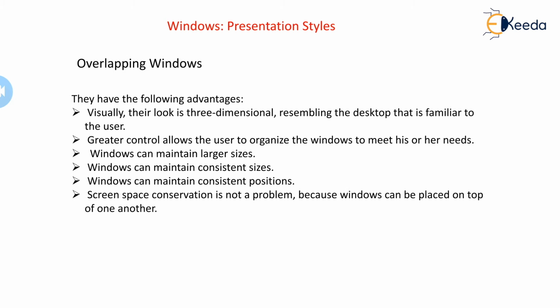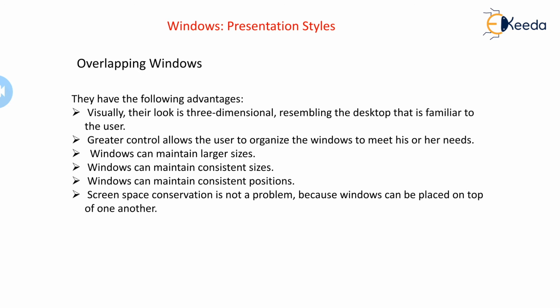Next is overlapping windows. Overlapping windows are one after the other, just behind each other. They possess a three-dimensional quality, appearing to lie on different planes. The user can control the location of the windows as well as the plane in which they appear.